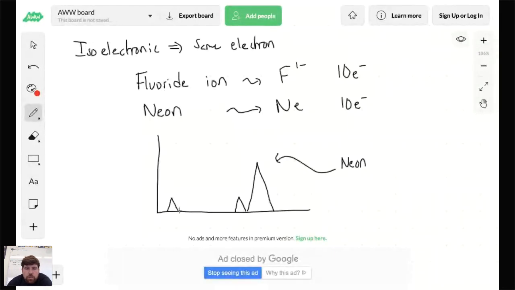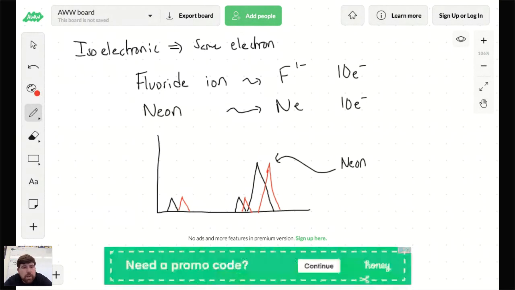Fluorine, however, while it would still have a 2 to 2 to 6 peak, would be shifted to the right slightly. And that has to do with the same reason as before. The fluoride ion, rather, has fewer protons in the nucleus than neon does, so it's not able to attract those outer electrons as well as neon can. That makes it harder to remove neon's electrons, and therefore it causes neon's peaks to shift slightly to the left, which requires more energy.